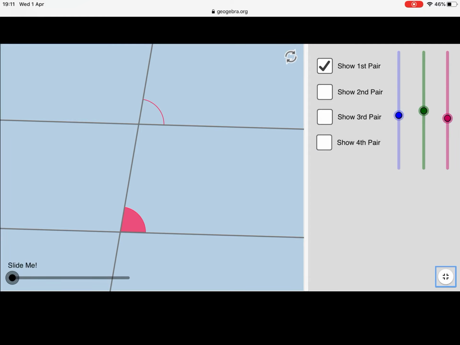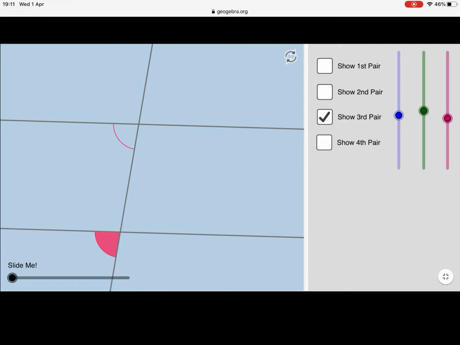Next, we'll look at corresponding angles. So here we have corresponding angles. In corresponding angles, they will both have an arm as a transversal, and they will both have an arm as one of the parallel lines. We can see here that they both are on the top of their parallel lines. So if I slide this along, we can see that this angle down here is the same size as that one up there.